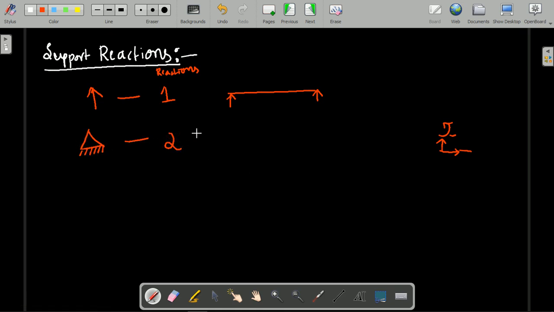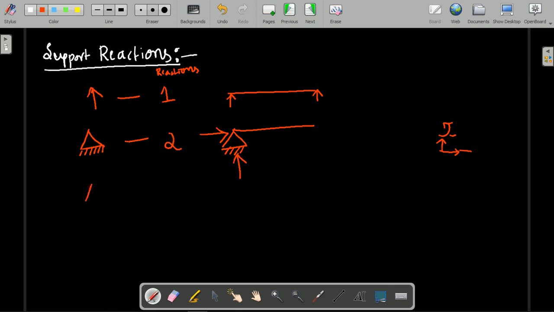So if a hinged support is given in the problem, you need to write the 2 reactions, one vertical reaction and one horizontal reaction. If we are provided a hinged support, it cannot allow any object to move in the horizontal direction as well as the vertical direction. Hence the number of reactions is 2 here.